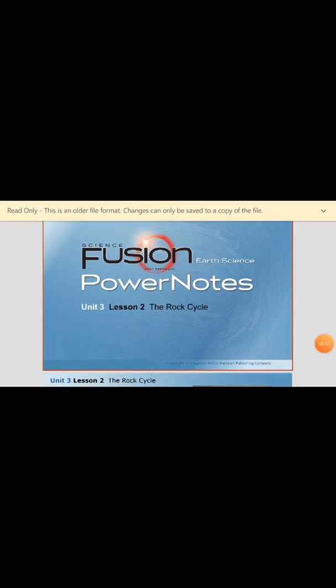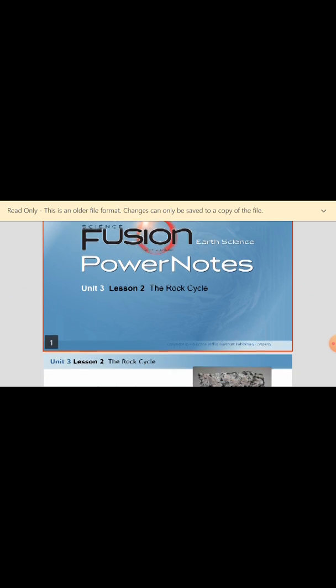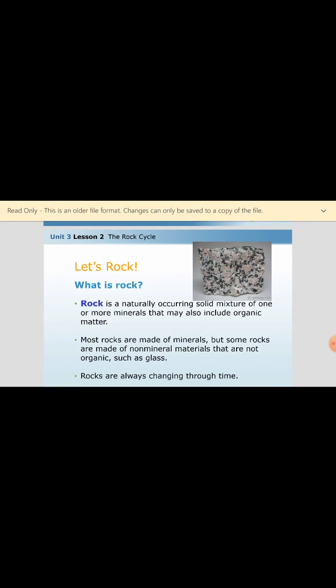Today we are going to talk about rocks, the lesson of the rock cycle. In this lesson, we will learn about rocks, what makes up rocks, what are the processes that help in changing or forming rocks, what are the three main types of rocks, and what is the rock cycle.